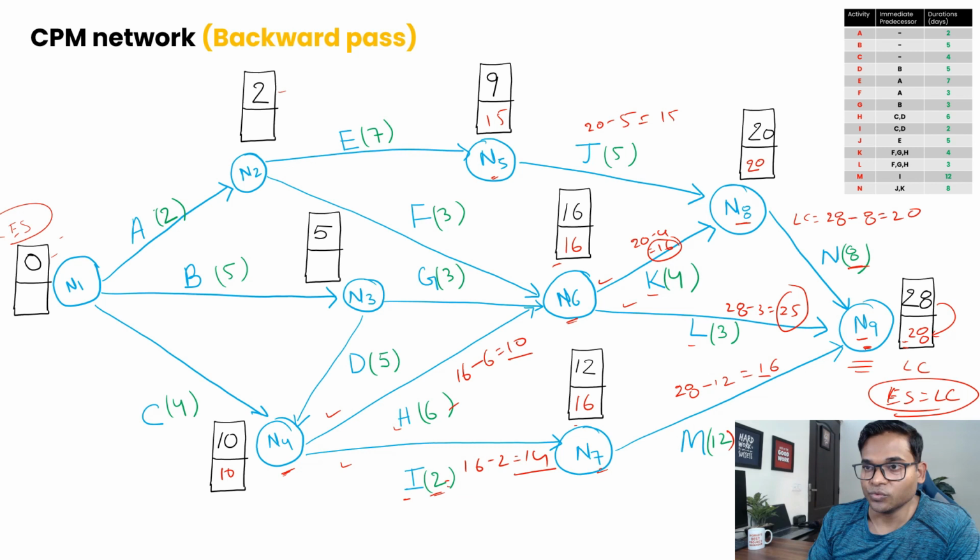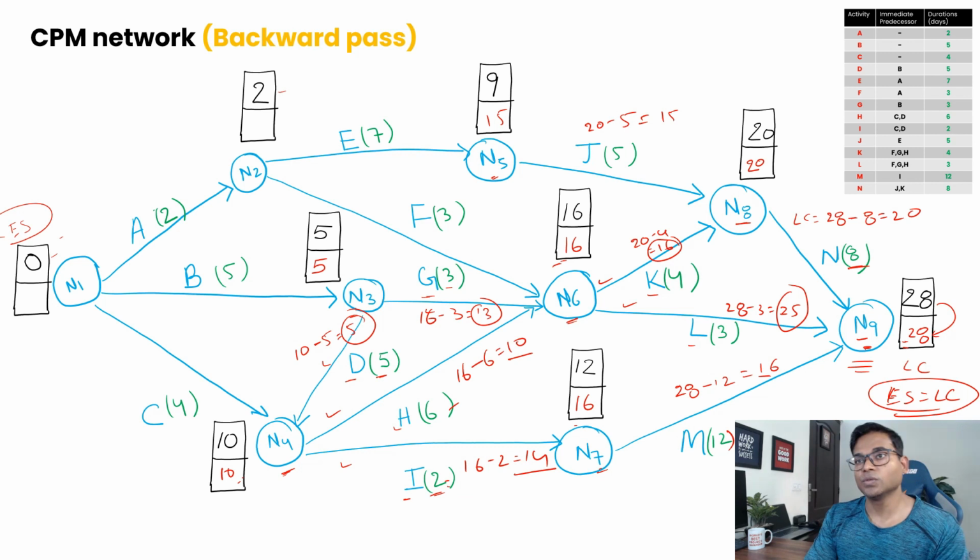Okay, now let's move to node 3. For node 3, remember there are two activities going out. One is activity G, with a duration of 3, and activity D with a duration of 5. For this path, from N4 to N3, 10 was the last calculated LC, minus 5 as the duration, so 10 minus 5 equals 5. For the other path, 16 was the last calculated LC, 3 is the duration, so 13. Now we have 5 and 13, so 5 is the minimum, so we are going to keep 5 as the LC for this.